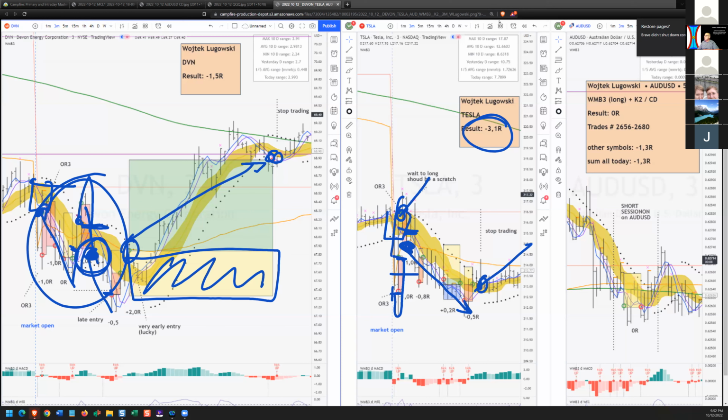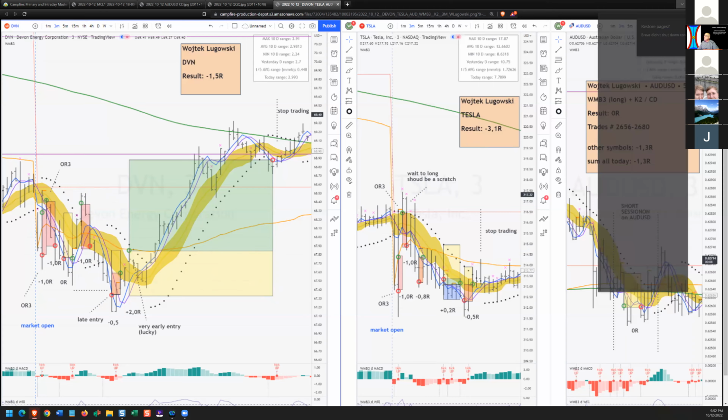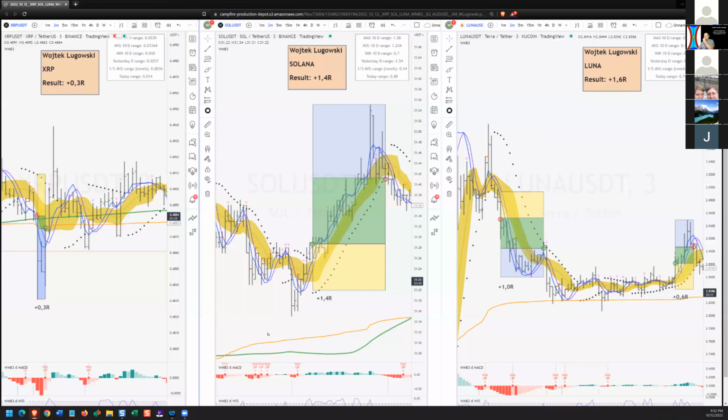Let's see here. I had one more chart from you, I think. Where was that other chart? This one here. Yep. Here was some good work in XRP.